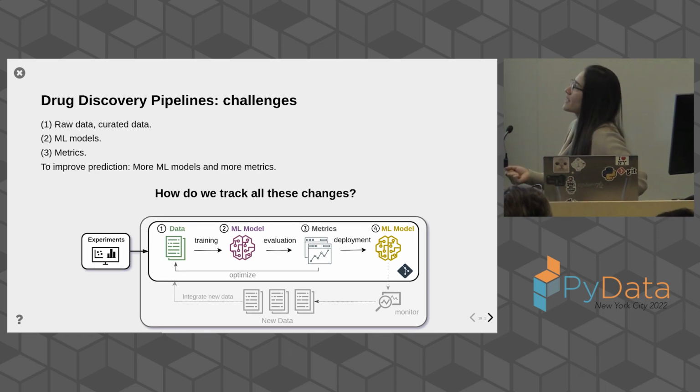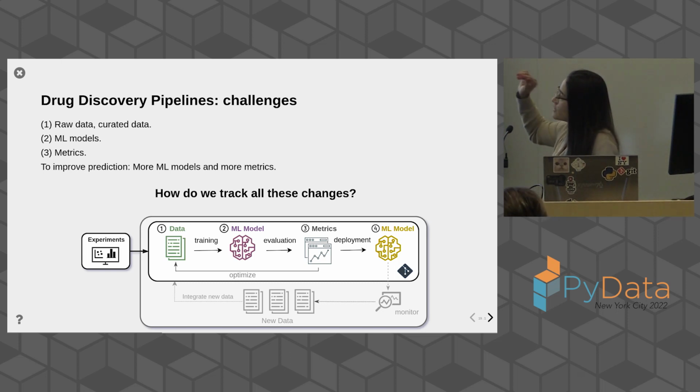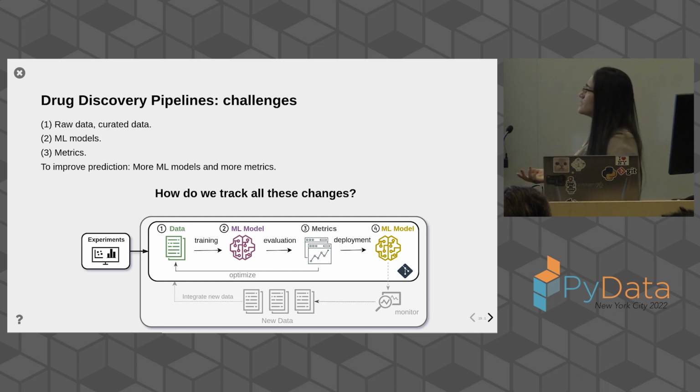In particular, to track raw and curated data, ML models, and metrics. And also, if I am keeping track of all these points, then how do I improve the prediction? Because at the end, what we want to do is have a more accurate prediction, and all this work is just to increase our prediction and our metrics. So how do we track all these changes? I'm already tracking the code with Git. So how can I solve this problem?